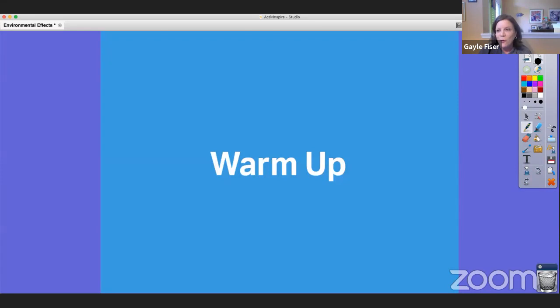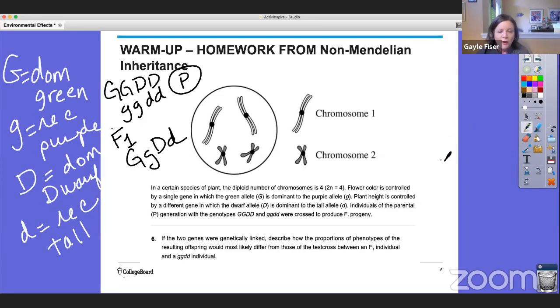All right, now for our warm-up, which was yesterday's homework for Friday, Non-Mendelian Inheritance. I went ahead and filled out some things to save a little bit of time. We have green as dominant, and purple is recessive with little g, D dominant for dwarf, and little d recessive for tall. I know you've seen this question probably 3 or 4 times already, but there are so many parts to it that we need to cover.